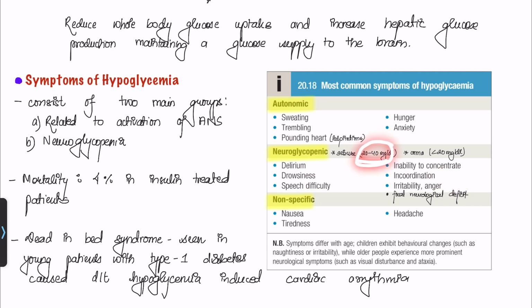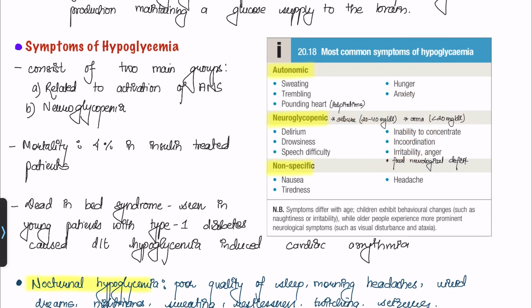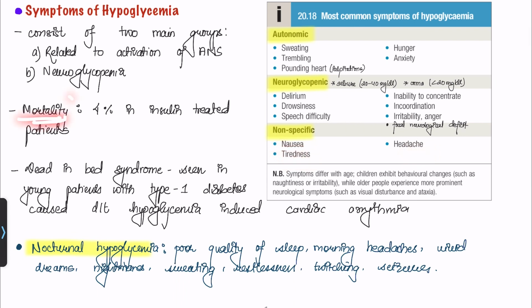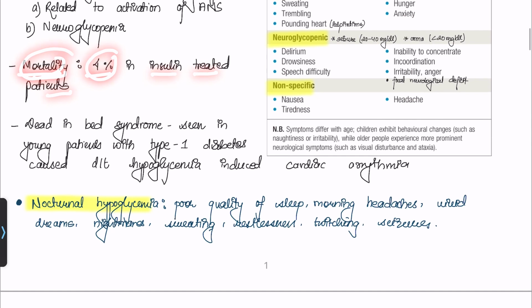Whenever the blood glucose level is around 20 to 40 milligram per deciliter, the person may develop seizures. And if it is less than 20 milligram per deciliter, the person may go into coma. The other non-specific symptoms are nausea, tiredness, and headache. The mortality of hypoglycemia is usually 4% in insulin-treated patients. There is also a term known as dead-in-bed syndrome, usually seen in individuals with type 1 diabetes, where death occurs due to hypoglycemia-induced cardiac arrhythmias.